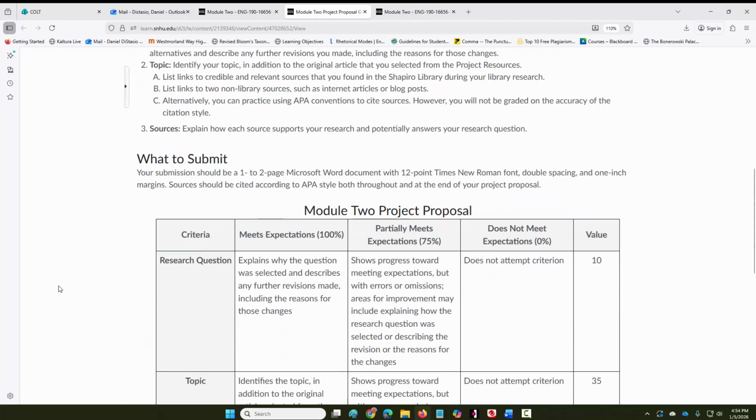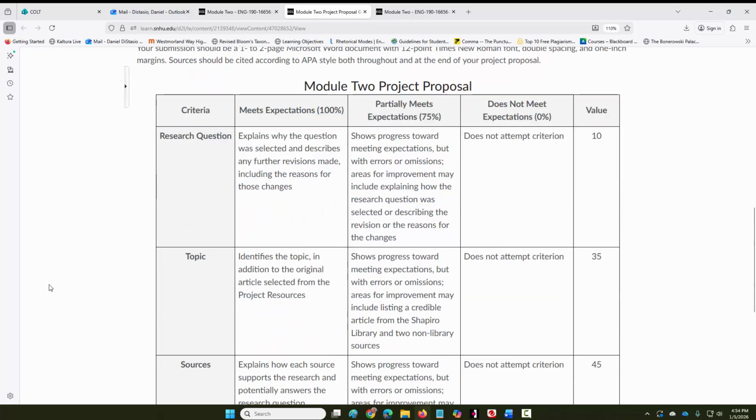Let's just take a quick look at the rubric. First, the research question. Explain why you selected it and any revisions you made from week 1. Typically, the question in week 1 may not be fully developed, so you may want to expand on it. I want to note that below I'm also including a video from the library that is on narrowing your topic. This may help you in the formation of the research question, bringing it to a much better focused question.